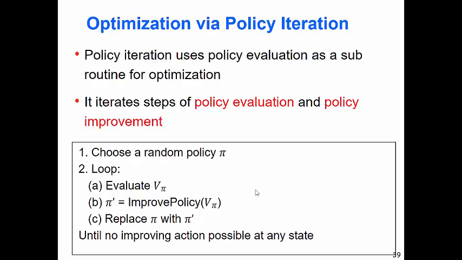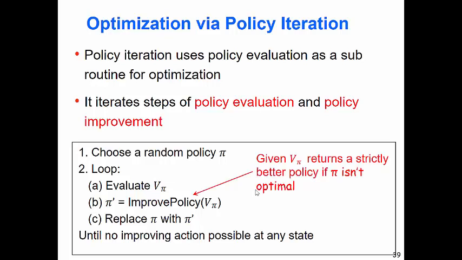So start off with a random policy, evaluate it. We'll just assume we're doing matrix inverses now and getting the exact value function. And then this is the magic step, right? If I give you a value function for a policy, how do you produce this pi prime that's guaranteed to be better than pi? That's the magic step. But if we can do that, if you believe that we can do this, then we can replace pi with pi prime and just keep iterating, right? Until no improving action is possible at any state. So that's the property we want.